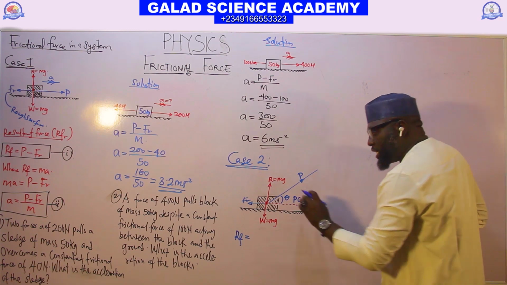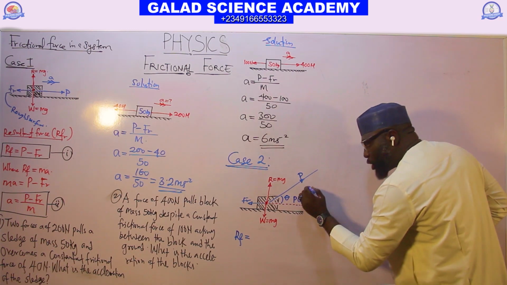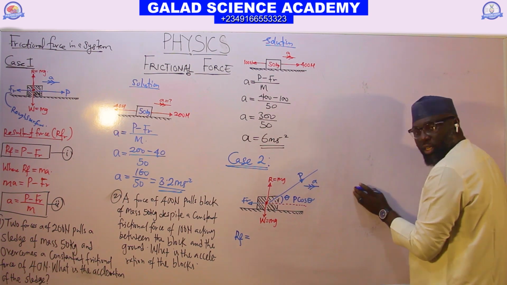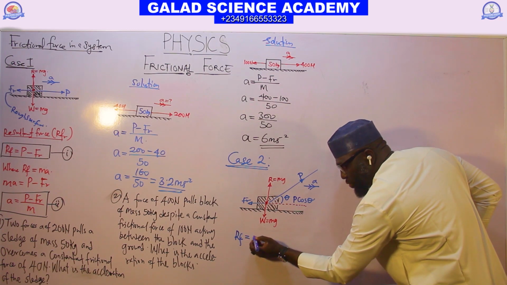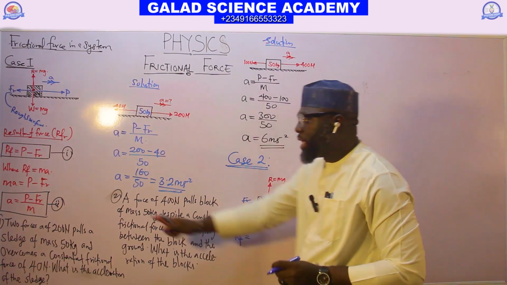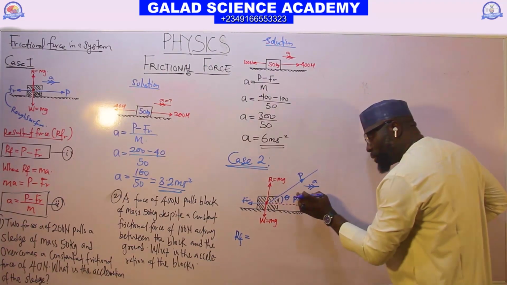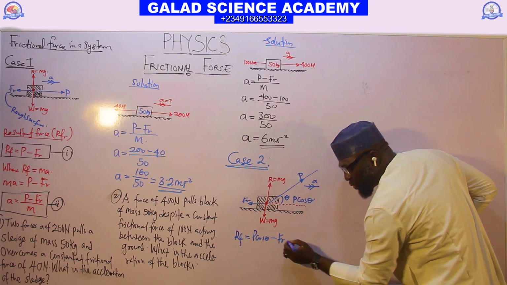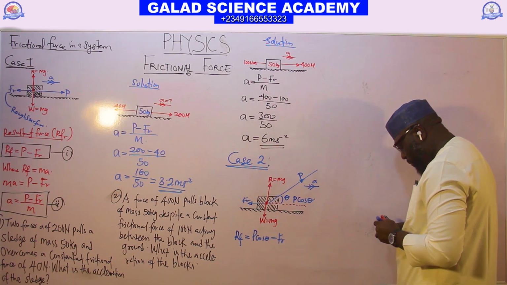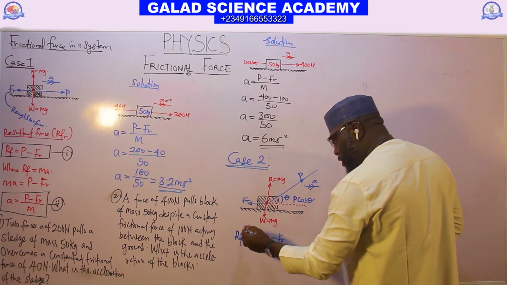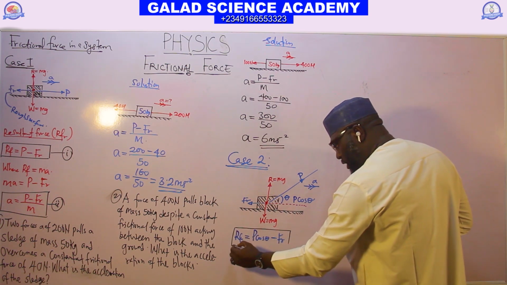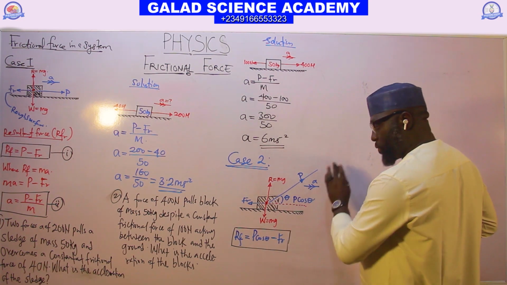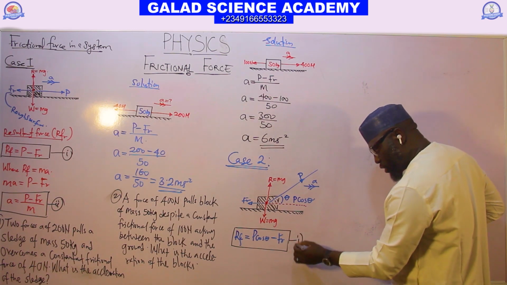And don't forget, the block is moving along this direction, so this will be the direction of a, the acceleration of the block. So the resultant force, LF, will be equal to P minus Fr. But our P here is P cos theta. So P cos theta minus frictional force. This is the formula for the resultant force. Let me call this one case 2, equation 1.